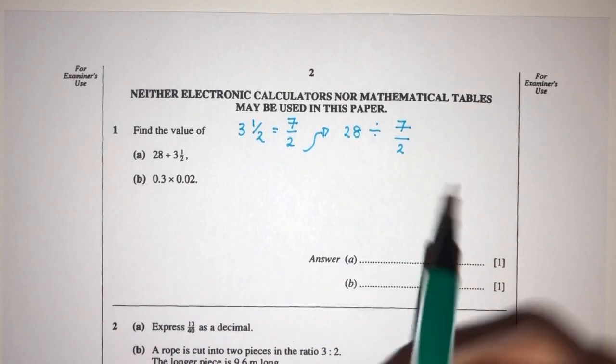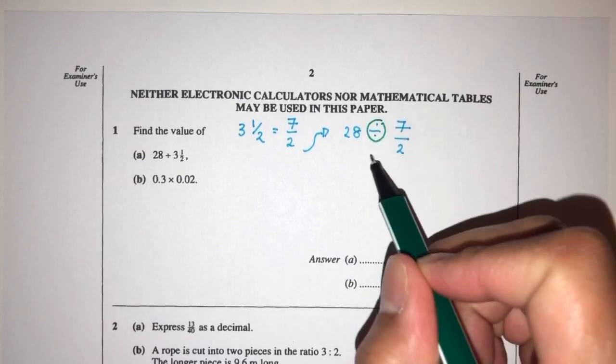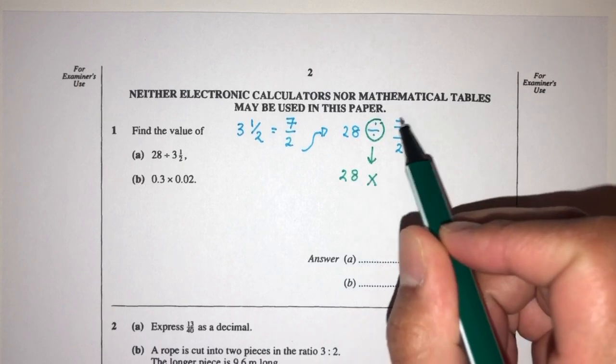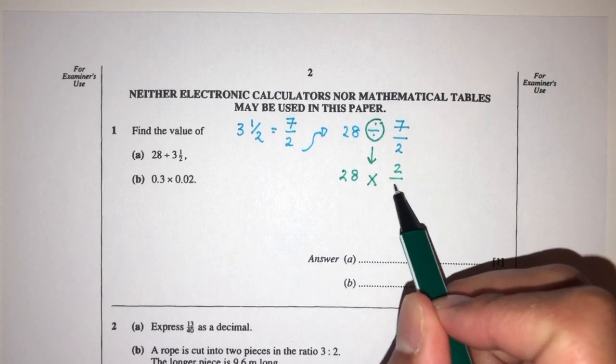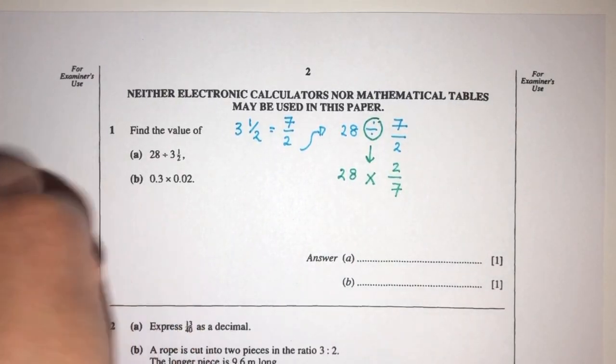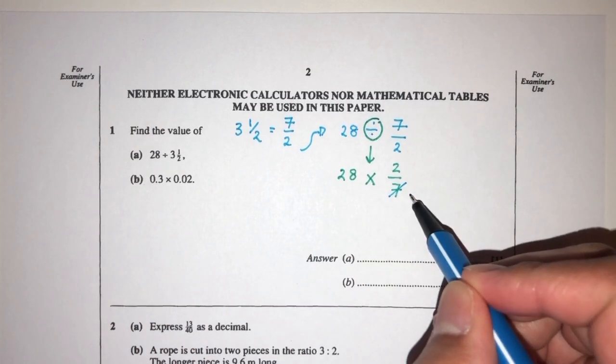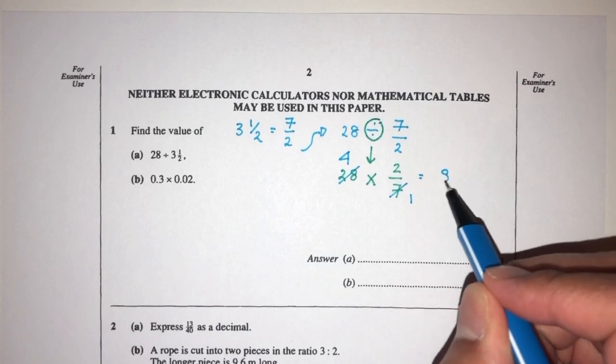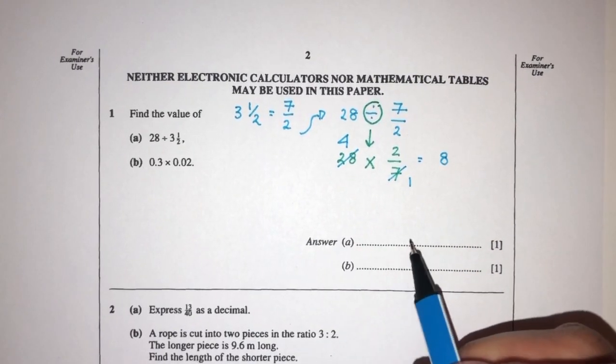Now, as you guys know, we do not like to work with divide, so we change this to multiply. This is the same thing, and we have to flip this upside down. Now, as we can see, we can simplify. 7 goes into here, will be 4, and 4 times 2, that will be 8. Answer, part A will be 8.